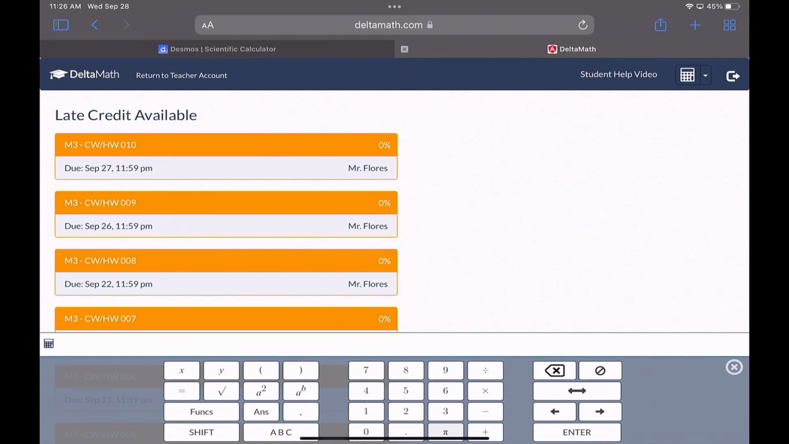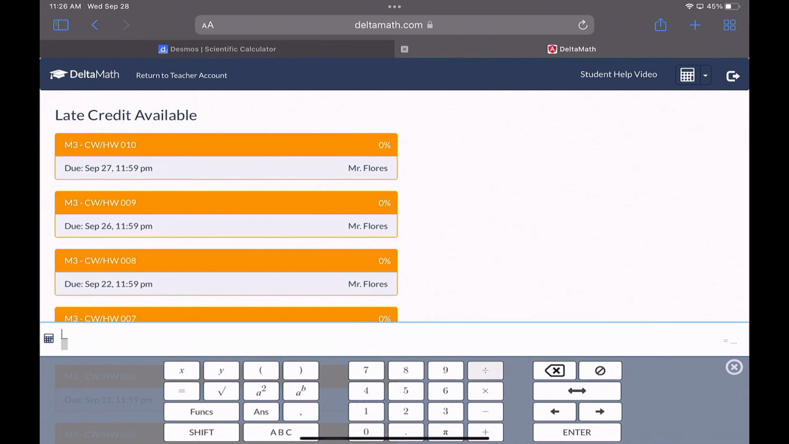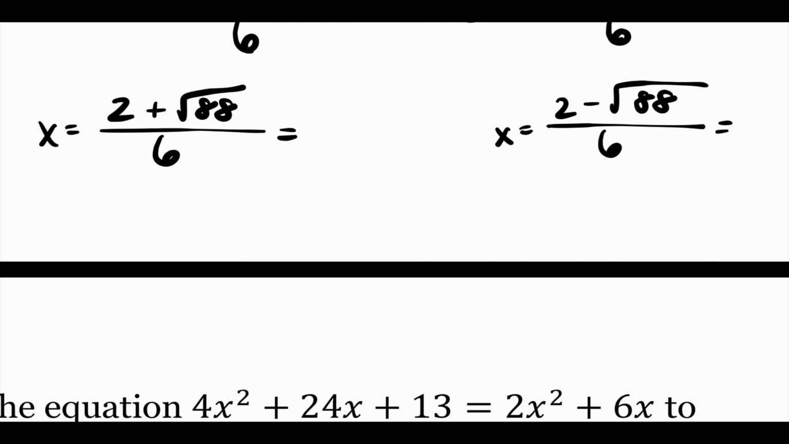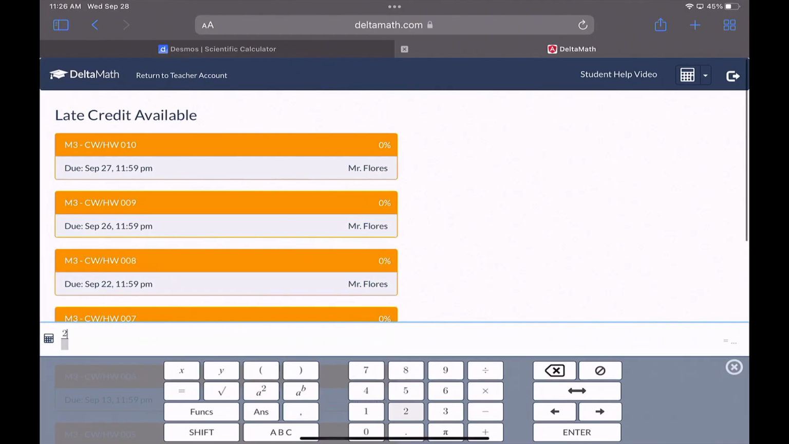And you're going to put exactly what they have. So they have division, right? We have division. So we're going to put a division symbol. We're going to do the first one. The first one says 2 plus the square root of 88 divided by 6. So that's what we're going to do. 2 plus the square root of 88, and then on bottom, 6, right?